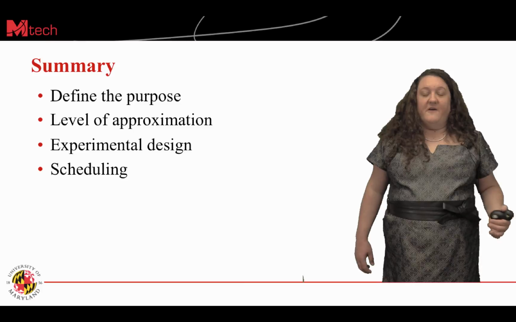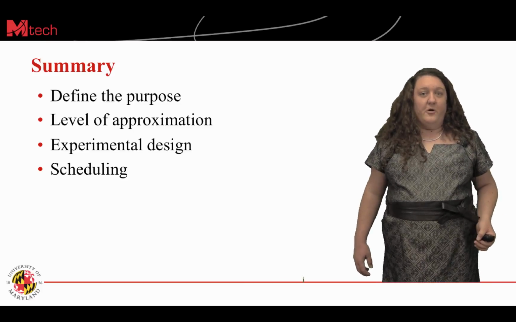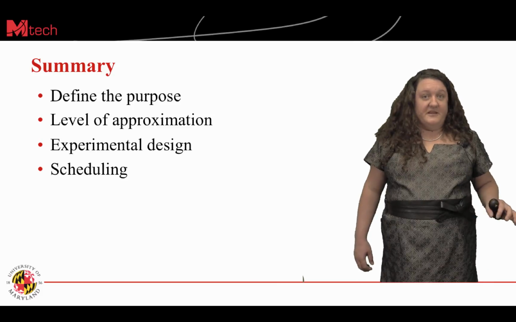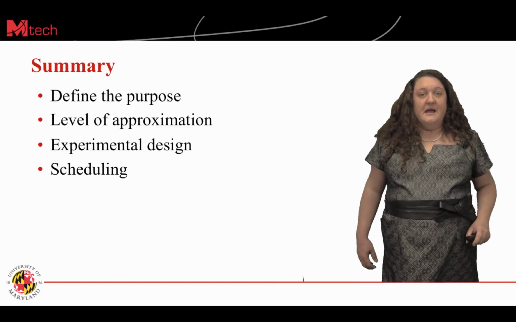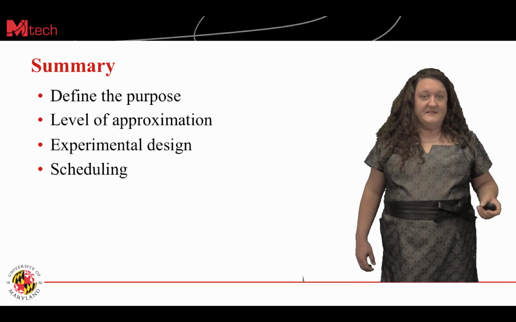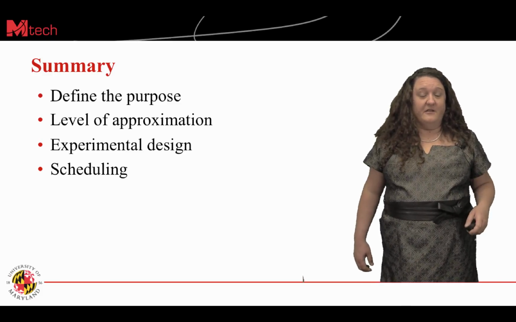So in summary, define the purpose. Know why you're developing a prototype. Look at the level of approximation. You come up with the experimental design and testing, and then look at your scheduling. Make sure you give yourself enough time to go back and fix some things as well before you do the testing in front of the customer.